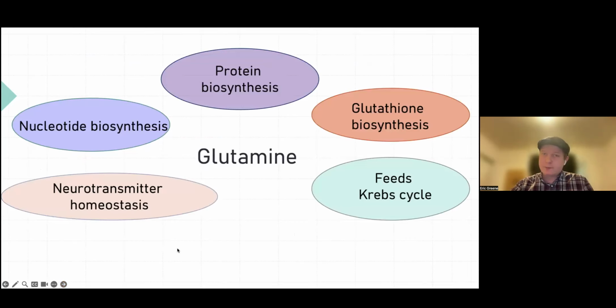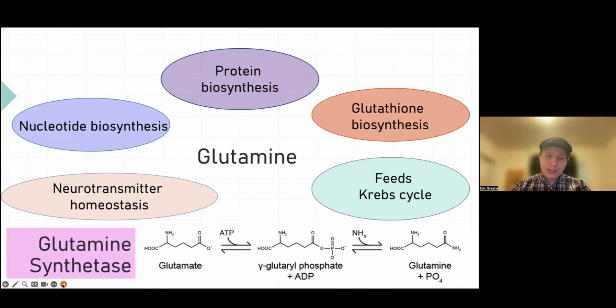Glutamine is the most abundant amino acid in our bodies. Being able to carry that extra nitrogen group on this amino acid, it can then donate that to various processes like nucleotide biosynthesis. I mentioned how it can feed a Krebs cycle, but it's also involved in glutathione biosynthesis and neurotransmitter homeostasis. So being able to regulate the levels of glutamine in our body is really paramount to leading healthy lives. And glutamine metabolism is, of course, implicated heavily in cancer. The only enzyme in our body that can actually synthesize glutamine is glutamine synthetase.